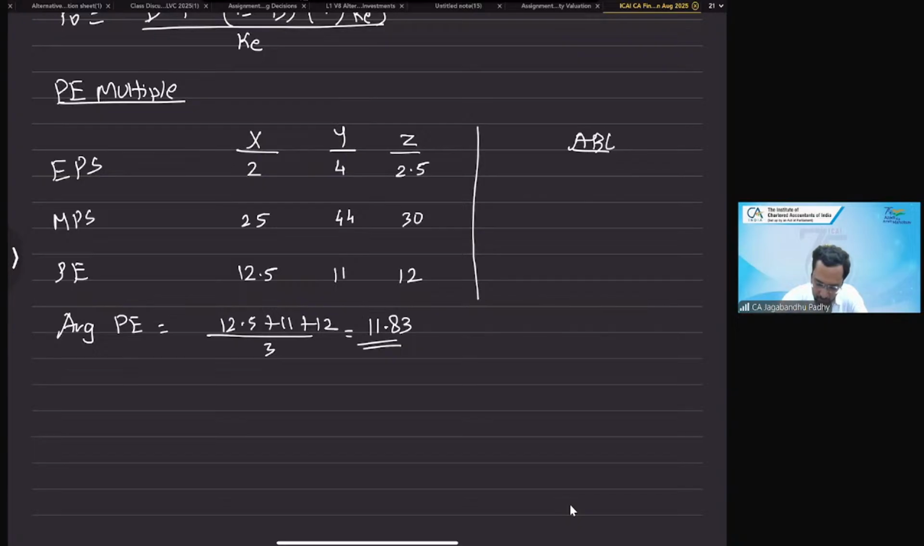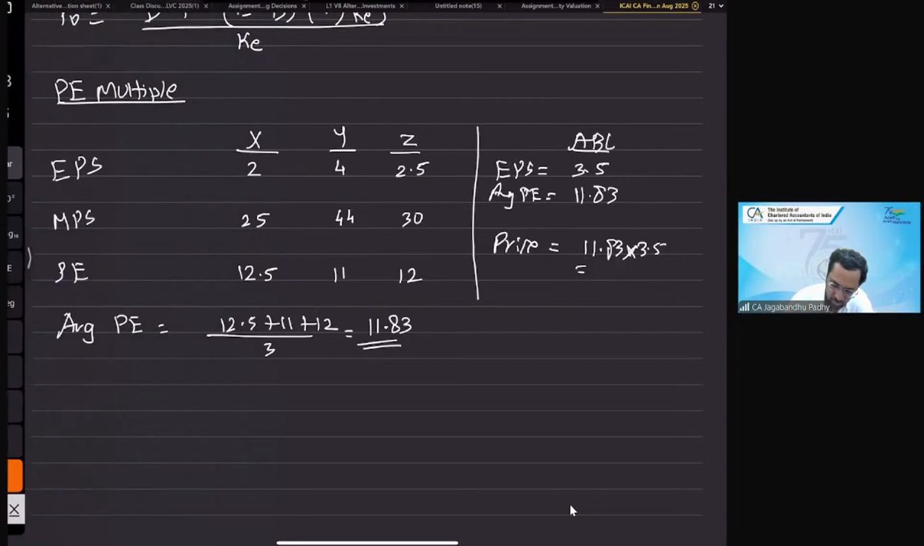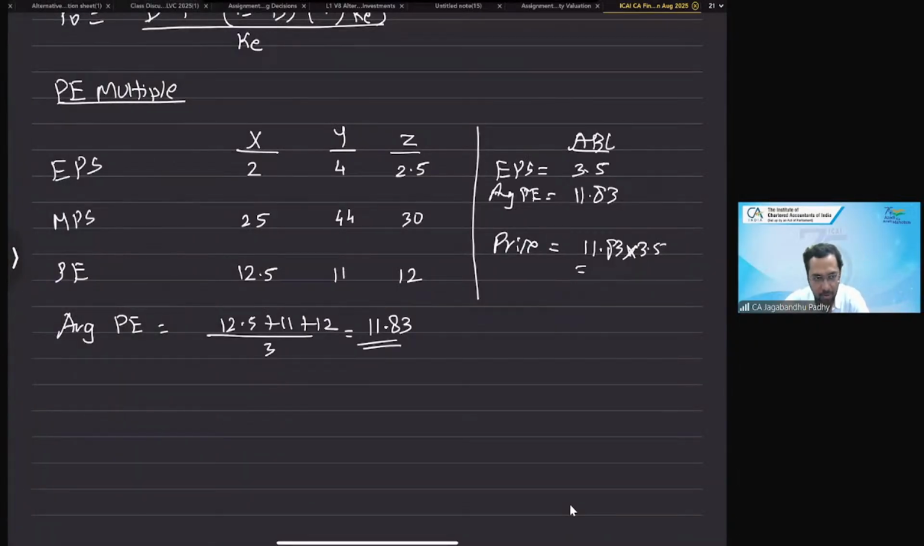So if we have a company whose earnings per share is, let's say, 3.5, we know that the average price to earning ratio of the industry is 11.83. So what should be the ideal price of ABC? Can I say it's going to be 11.83 into 3.5? Because on an average, the value of price with regards to earnings is 11.83. So 11.83 into 3.5.